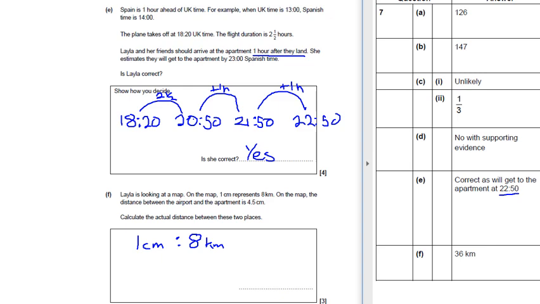Let's look on the map. 1 centimetre represents 8k. The distance between the airport and the apartment is 4.5. So again, ratio, I'm just timesing. I'm thinking, how do I get from there to there? Times by 4.5. So times the 8k by 4.5. Okay, times 4.5 is 36 km.